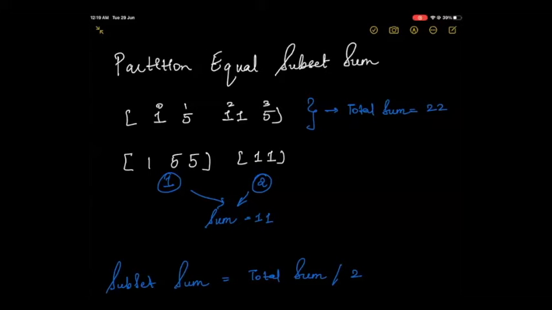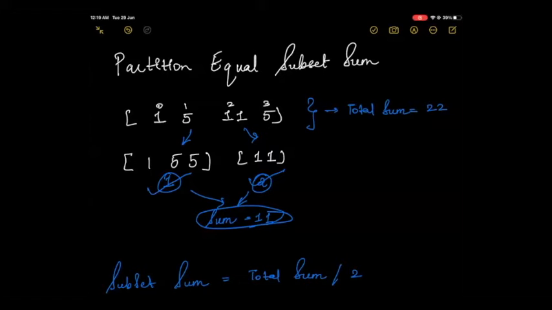Hi guys, so today we'll be solving this problem called Partition Equal Subset Sum. Let's understand what we need to do. We've been given an array of certain elements and we need to partition it into two different parts such that the sum of the first part and the sum of the second part must be equal.